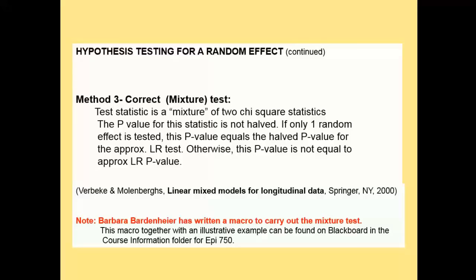If you're taking theoretical statistics, there is something. You can have a chi-square statistic and a t statistic, two variables. One is distributed chi-square, the other is distributed t, and you sum them up and ask, what's the distribution of the sum of these two variables? It's a mixture of two different distributions. It's definitely weird. This is the kind of thing that puts you to sleep. If only one effect is tested, this p-value equals a half p-value. Otherwise, it's not equal to the approximate LR p-value.